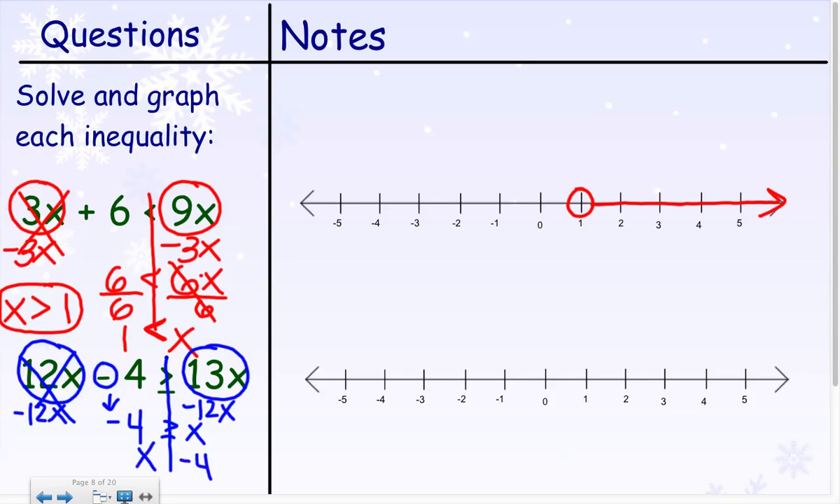My Pac-Man mouth is opening or eating the negative 4, so it needs to eat the negative 4. Less than or equal to negative 4 is a closed circle. My arrow is pointing to the left, so I'm going to shade to the left.